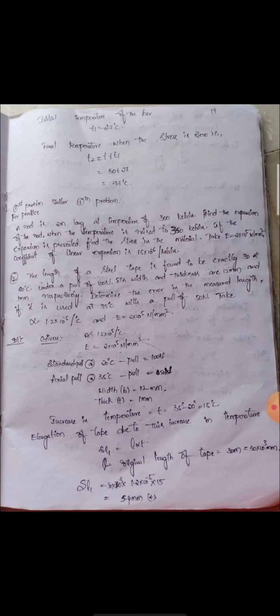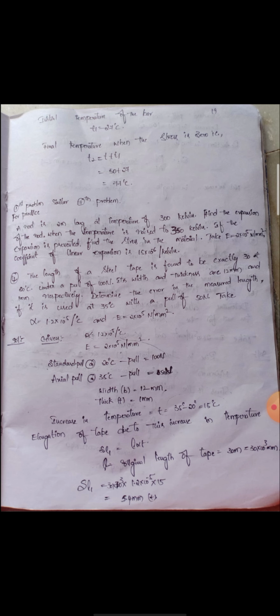So what we have to find out in the problem is the error in the measured length. For that, the length of the steel tape is given: 30 meters at 20 degrees centigrade. The pull is 100 Newton, and its width is 12 mm and thickness is 1 mm.